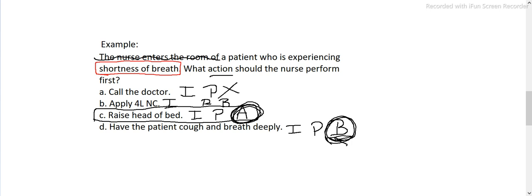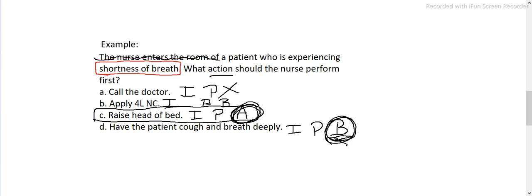For have the patient cough and breathe deeply, that would be my second answer. And if this was a select all that apply, I would most likely select C and D, but it is not. Raise the head of the bed is the best answer here. So if I could only do one thing and then leave, what would I do? I would raise the head of the bed.